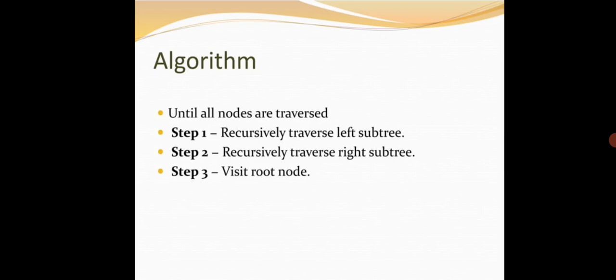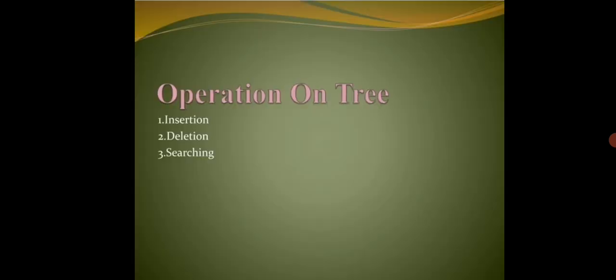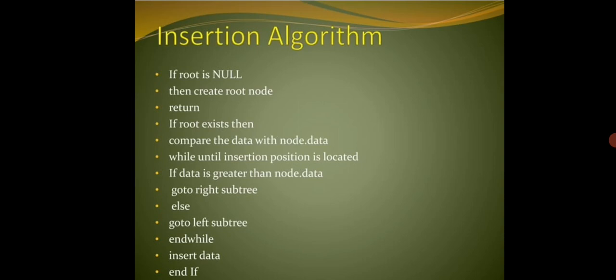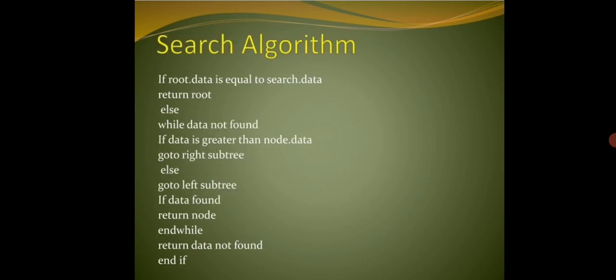Algorithm: we should follow the following steps. Step 1, recursively traverse the left subtree. Step 2, recursively traverse the right subtree. Step 3, we should visit the root node. Operations on a tree: insertion, deletion and search.